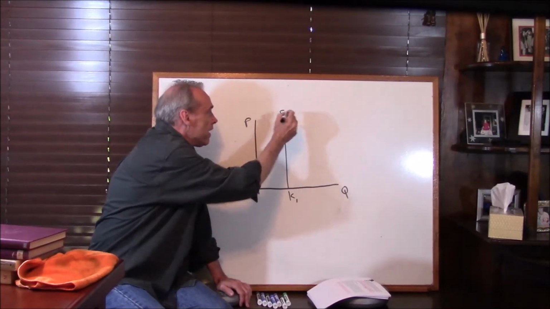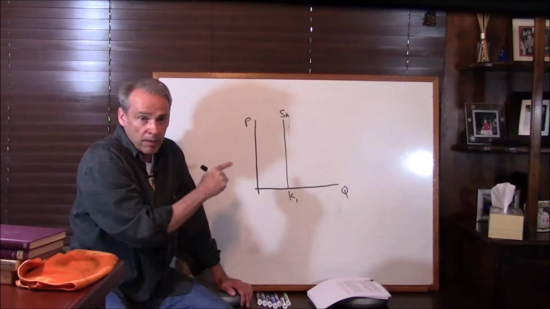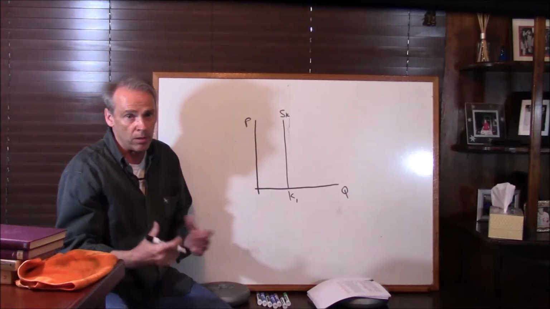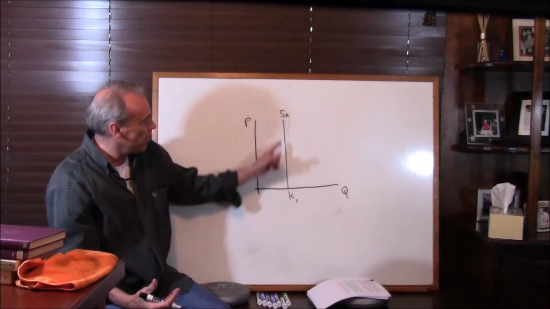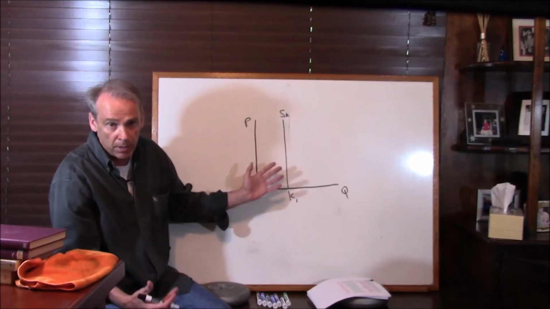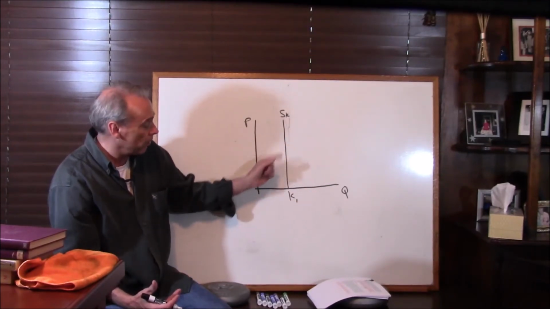S sub K, that's the current stock of capital. So like the current number of restaurants, the current number of factories or whatever. So it's a vertical line because that's just how many there are right now at this second. That's the current stock of capital.